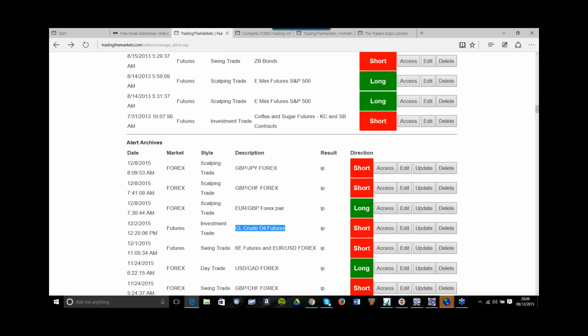And this is a bit of a lesson as well. For those of you that are Trading the Markets members, what do you look for after you've got an alert? Because the alert is only that. It's an alert. It's like a warning signal, a ding, ding, ding, that something's about to happen. Okay, and something did happen, as we'll see.